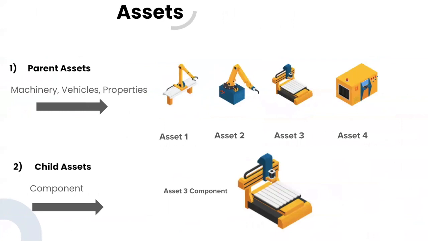Okay, let's move on to our assets. Now, your assets are essentially the equipment that you're managing and would like to assign your work orders to. And just like locations, this is broken down into two tiers, your parent and your child assets. Your parent asset could be a piece of machinery, vehicle, or property. And your child asset could be a component of your parent asset. Now, for example, if your parent asset is a fish tank, your child asset could be the water pump for that fish tank.